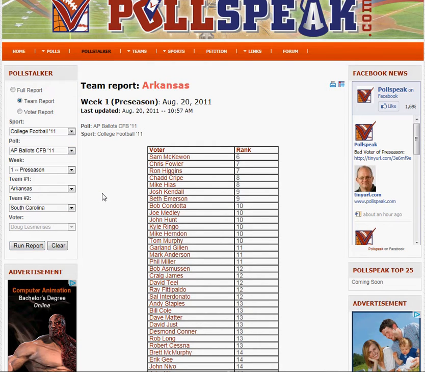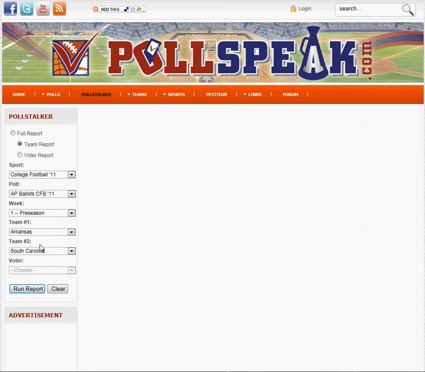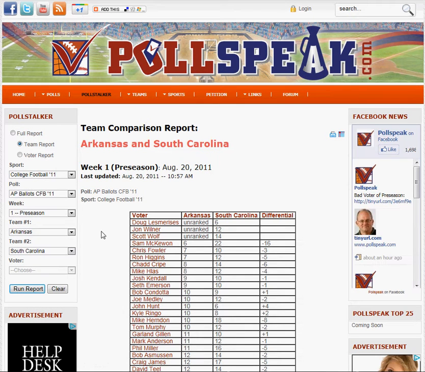No particular reason except that Arkansas and South Carolina do play each other this year, and actually they played each other last year as well. In fact, Arkansas beat South Carolina. And here you can see how everybody voted both Arkansas and South Carolina, including those people who didn't rank Arkansas, and then how everybody did rank Arkansas, as well as how on their ballot they put South Carolina and what the difference was between those two numbers.